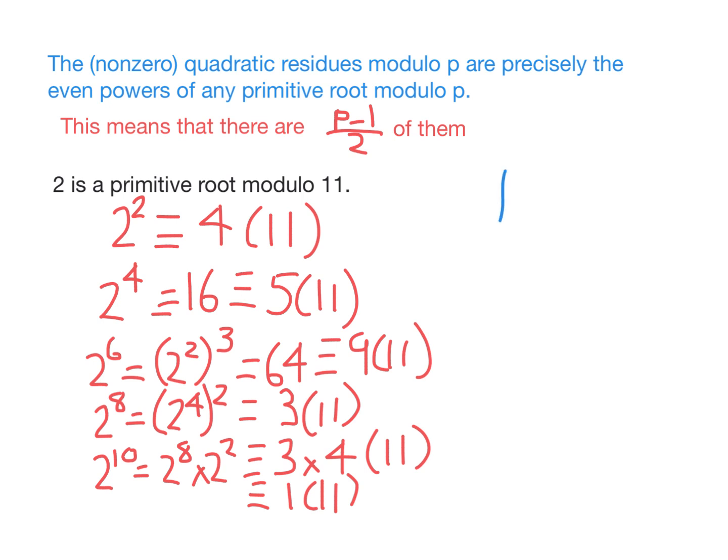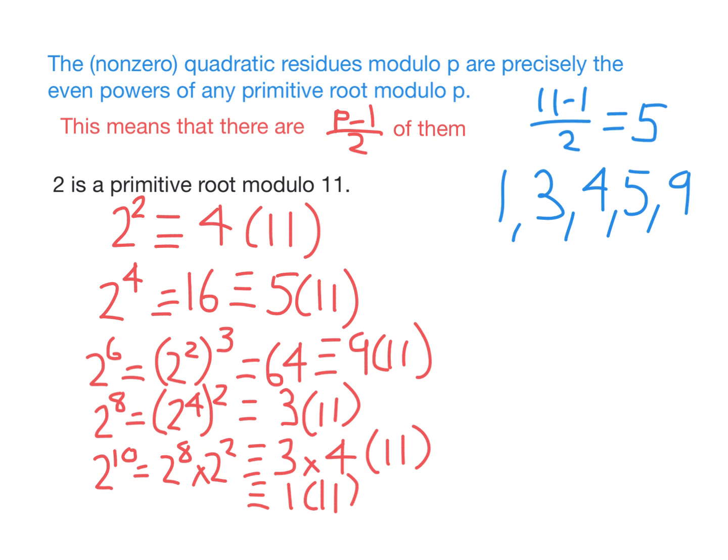So the quadratic residues mod 11, we have 1, 3, 4, 5, and 9. So these powers of 2, there are always p minus 1 on 2 of them. So when you're doing modulo 11, 11 minus 1 on 2 is 5. There are 5 non-zero quadratic residues, so we can stop there. We don't need any more powers of 2.